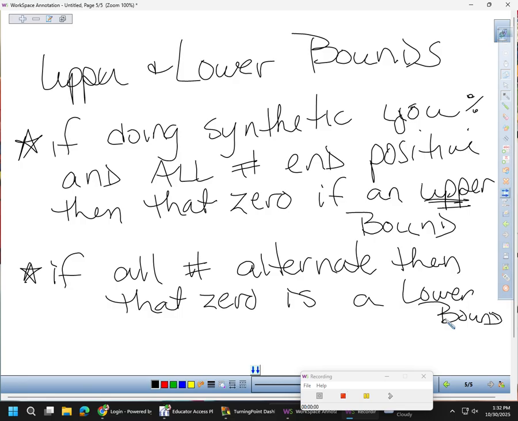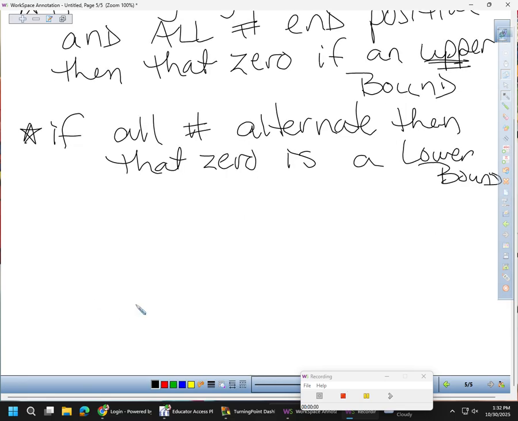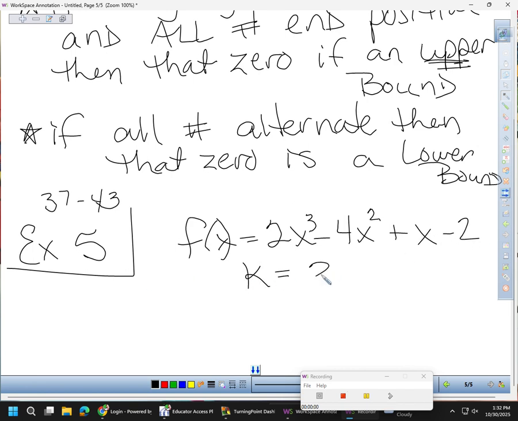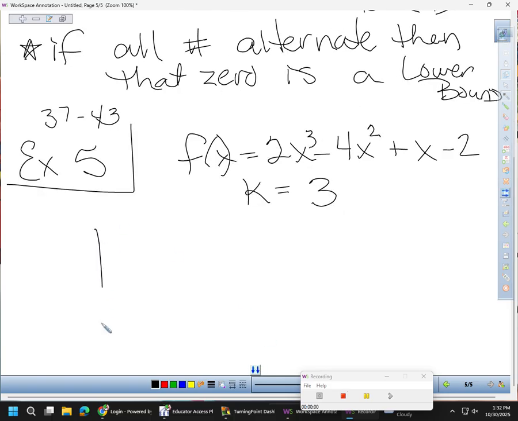So let me tell you what I mean. All right, here is example number 5, right? Example 5. This covers your 37 through 43. So let's say I have f of x equals 2x to the third minus 4x squared plus x minus 2. And they tell me that my k, or my 0, equals 3. I want to know if this is an upper or a lower bound.